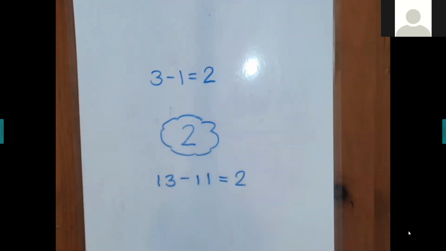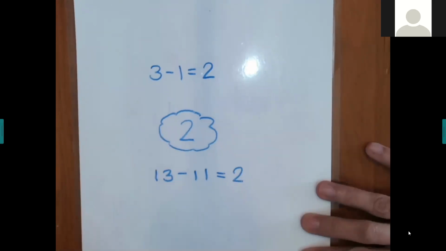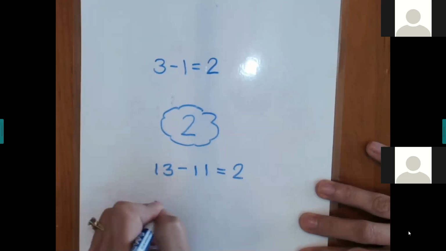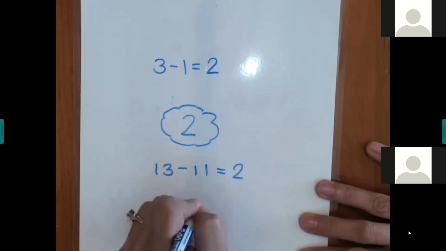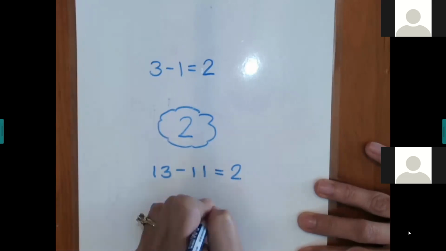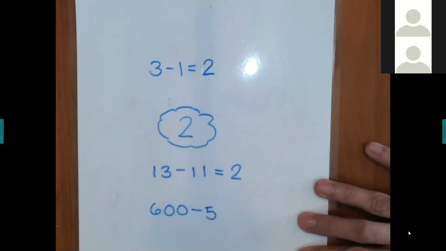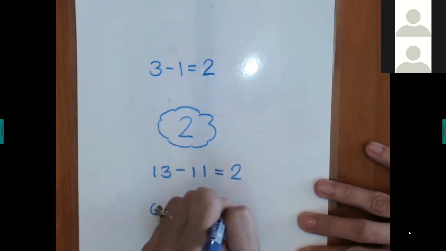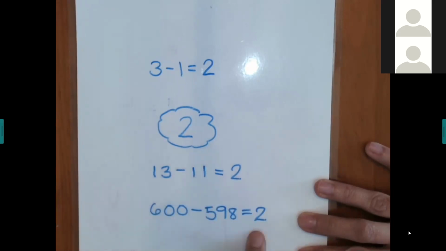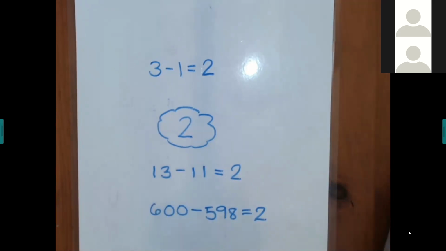How can we make 2? 600 minus 598. Wow, nicely done. 600 minus 598 equals 2. You got it. Well done, Grayson. What's another way?